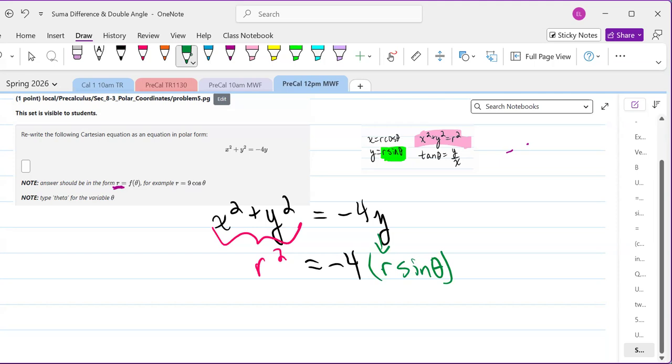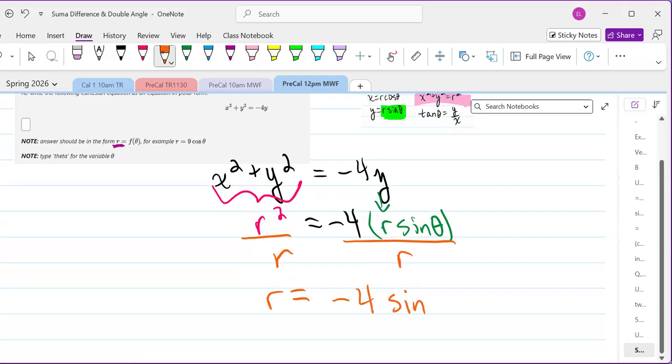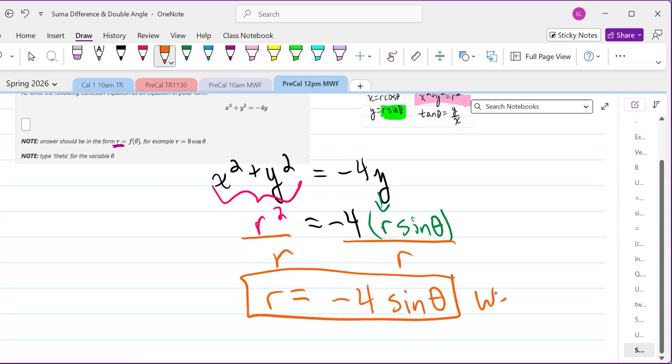For WebWork, we're going to do one more step. Now, this step is going to look really weird because in all the rest of math, never, ever, ever divide by a variable. But in polar, you can divide by r. Both sides have an r. So we're going to divide both sides of the equation by r. So that leaves me with r equals, and then on the right, the r's cancel out. So I have negative 4 sine theta. So this is our WebWork answer.